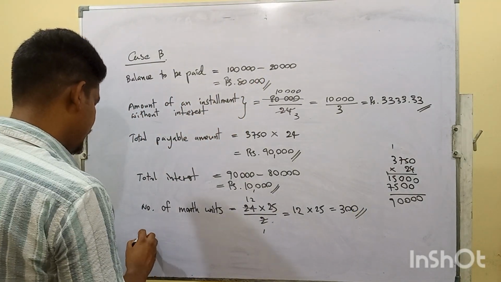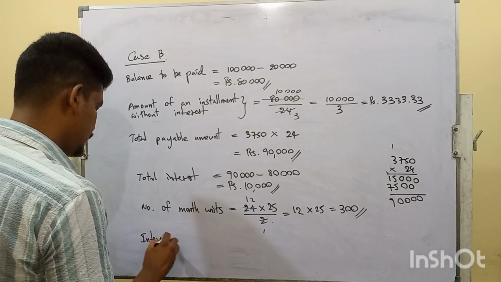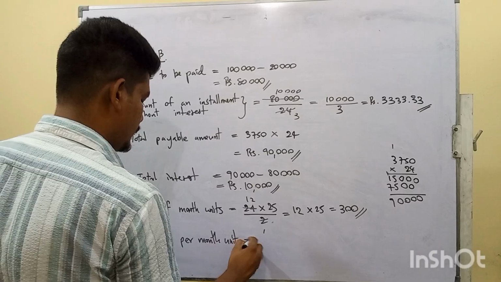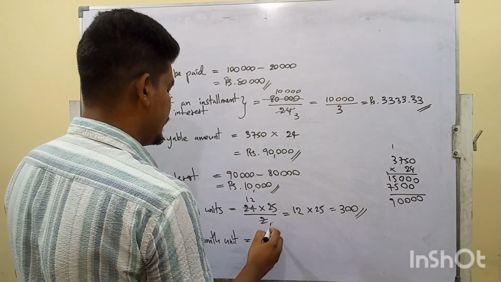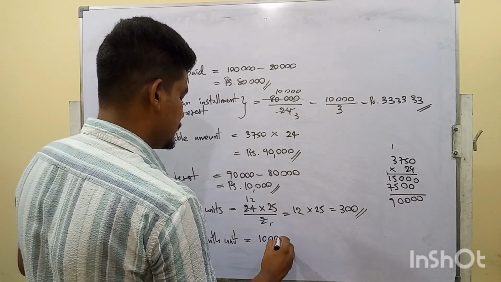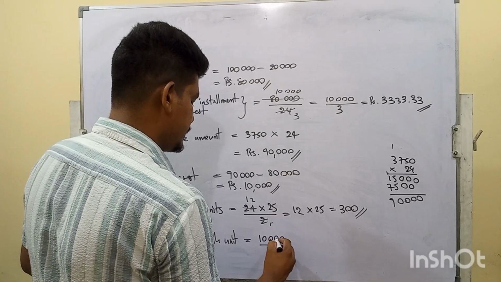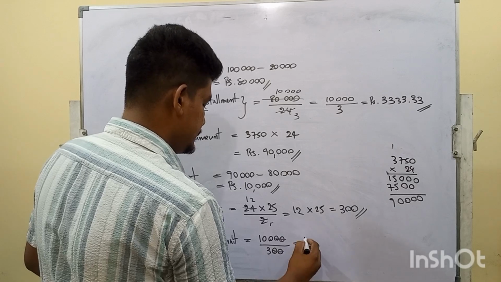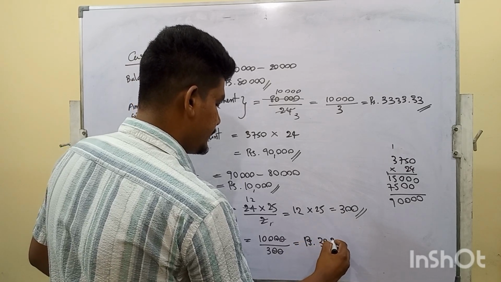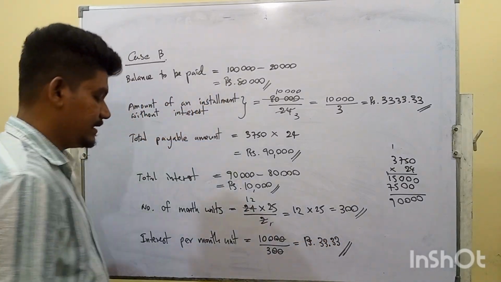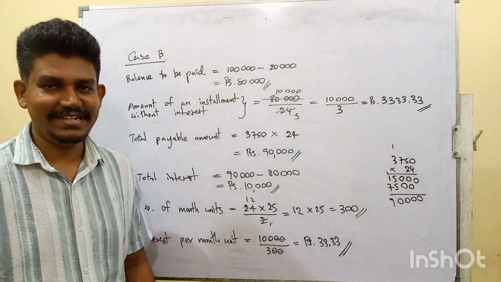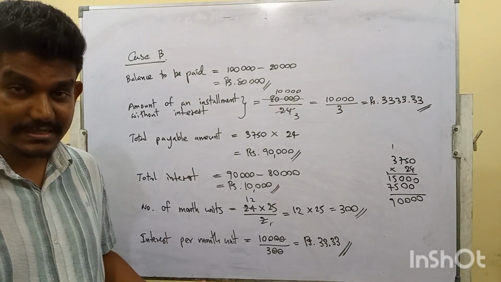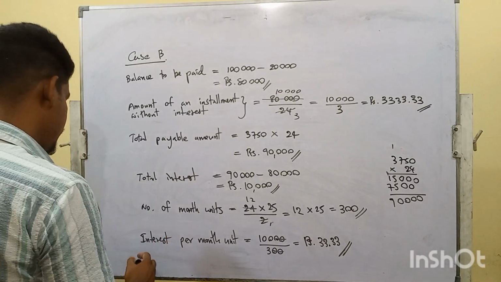And interest per month unit. Interest per month unit, we can find it like this. Total interest should be divided by 300. Then the answer should be 33.33 rupees. Right? Interest per month unit is this much. Then how can you find the percentage? Thereby we can calculate the percentage. Interest percentage or interest rate.